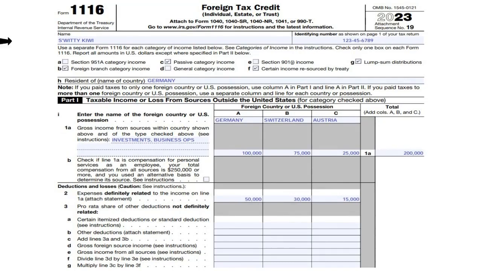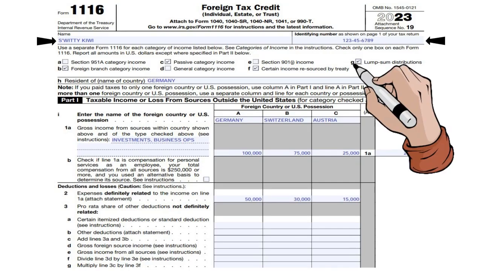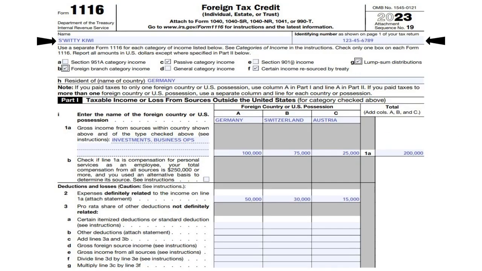What you want to do is put your first name, last name, and also your identifying number. This can be your social or your EIN. And at the bottom, you have to put the specific section that applies to your situation. For purposes of this hypothetical situation, we checked lump sum distribution, foreign branch category income, passive category income, and also certain income resourced by treaty. So again, you want to claim a foreign tax credit. All sources of income that you want to declare here are welcome.